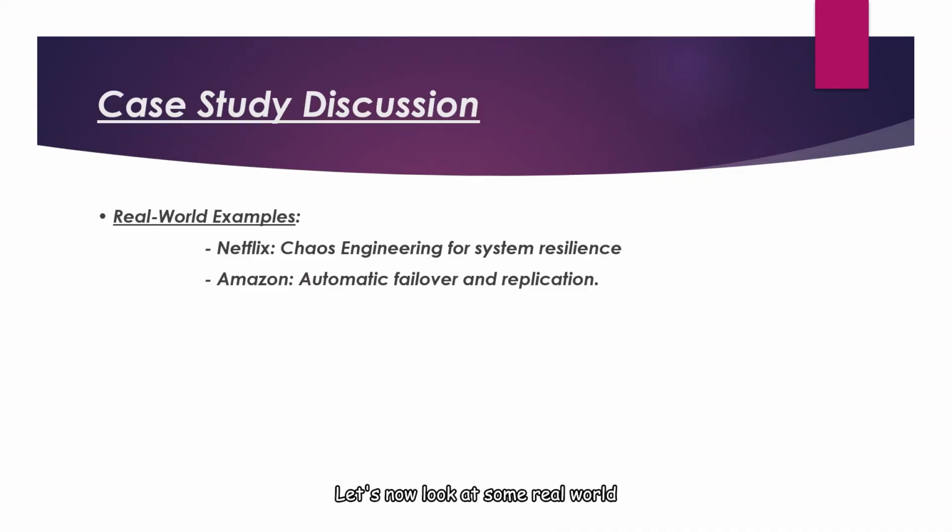Let's now look at some real-world examples of how companies handle error resilience. Take Netflix for example. They use a technique called chaos engineering to intentionally disrupt parts of their system in a controlled environment. This helps them discover weaknesses in their infrastructure and ensures that their systems can handle failures without affecting the user experience. Similarly, Amazon employs automatic failover and replication. If one server goes down, another takes its place, allowing the system to continue running without interruption. These are great examples of how large-scale systems design for failure.